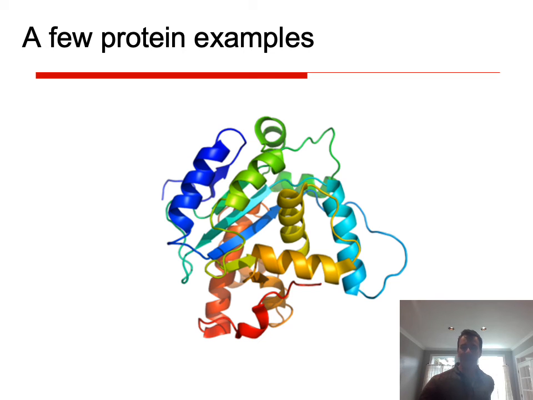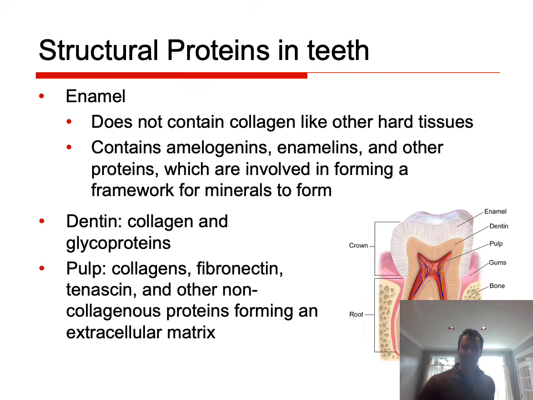So here are just a few examples I'd like to talk through to put this into context a little bit. Structural proteins in teeth, some of the main ones you'll find: enamel. Enamel doesn't contain collagen like other hard tissues, but it does contain amelogenins, enamelins, and other proteins which are involved in forming a framework for minerals to form. So even though it doesn't contain collagen, it contains these other proteins that form that really hard tissue.